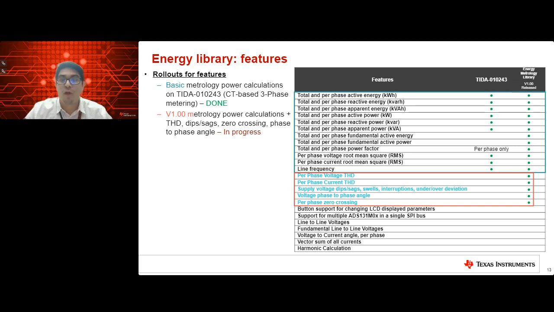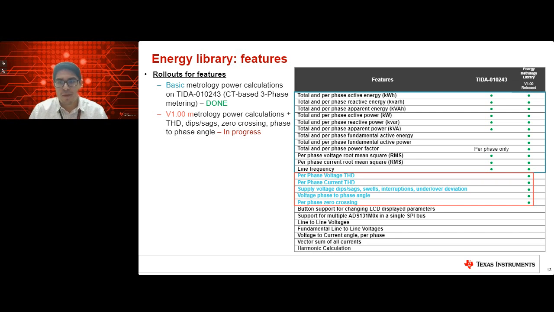But we're looking to add some of these other features here: the per phase total harmonic distortion for voltage and for current, supply voltage dips and sags, swells, interruptions, under and over deviation, voltage phase-to-phase angle, and per phase zero crossing. So these are features that we're currently working on implementing into the energy library and will be showing up pretty soon.